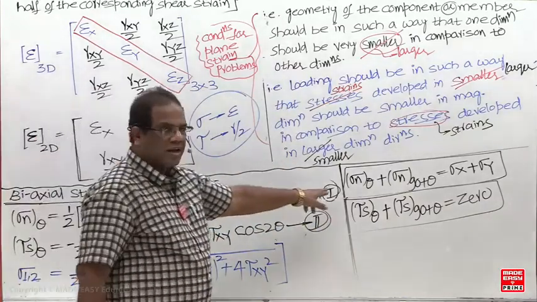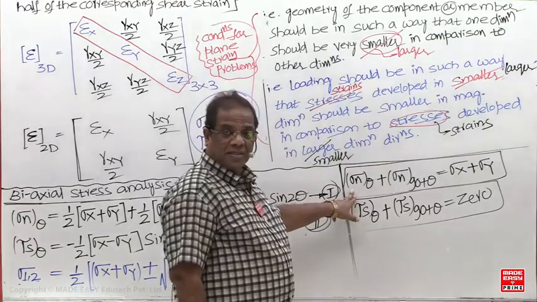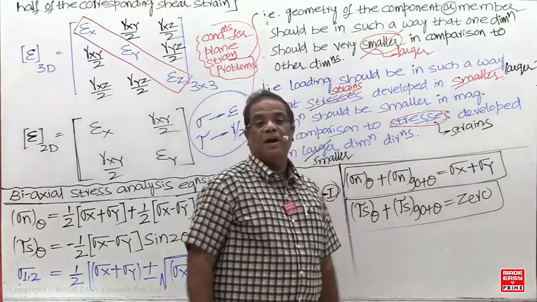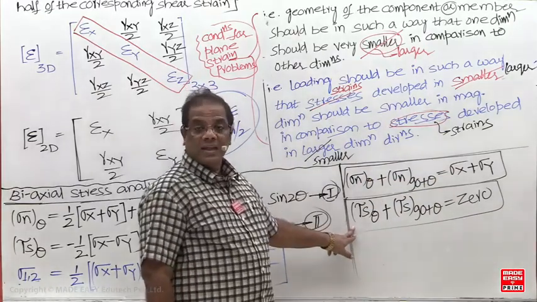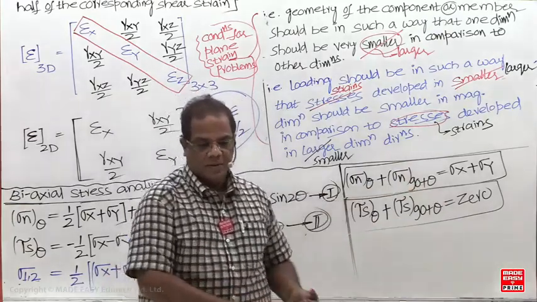Now strain also you can write in the same way. What can you write for strain? Epsilon at an angle of theta plus epsilon at an angle of 90 plus theta is equal to epsilon x plus epsilon y. Gamma s at an angle of theta plus gamma s at an angle of 90 plus theta is going to be 0.